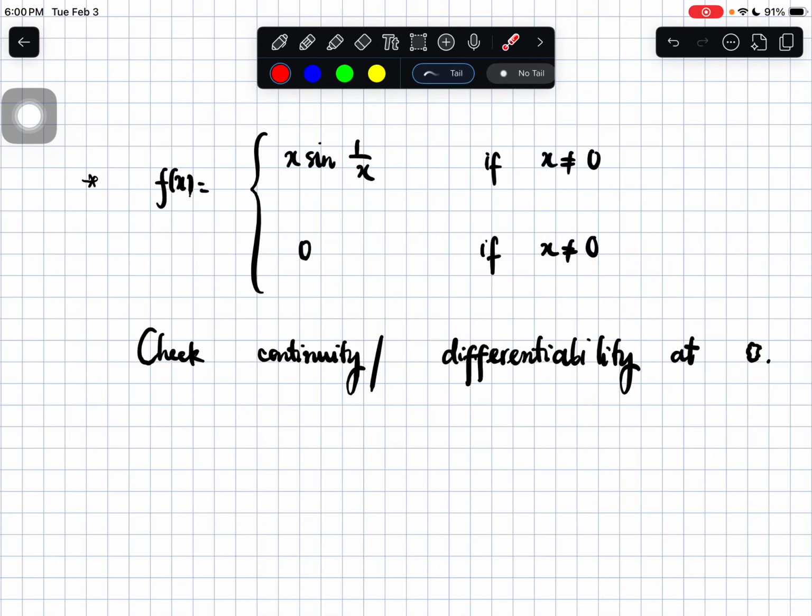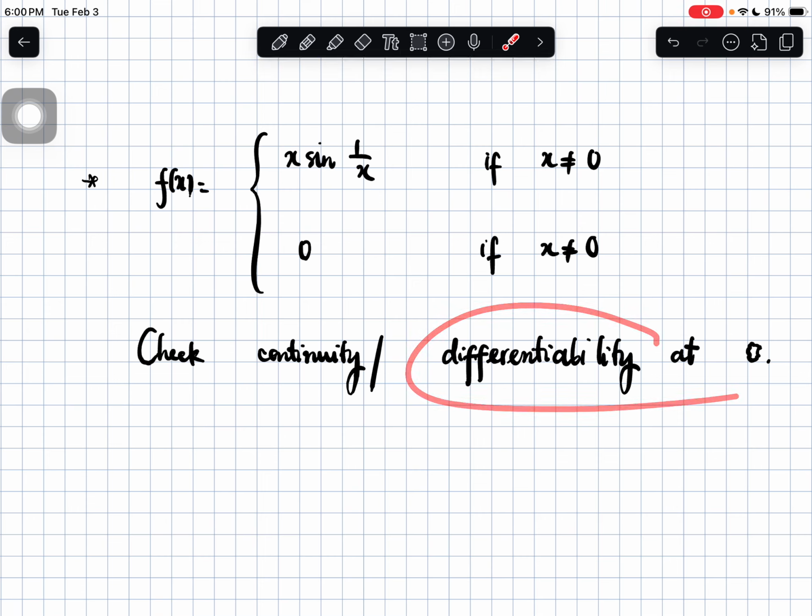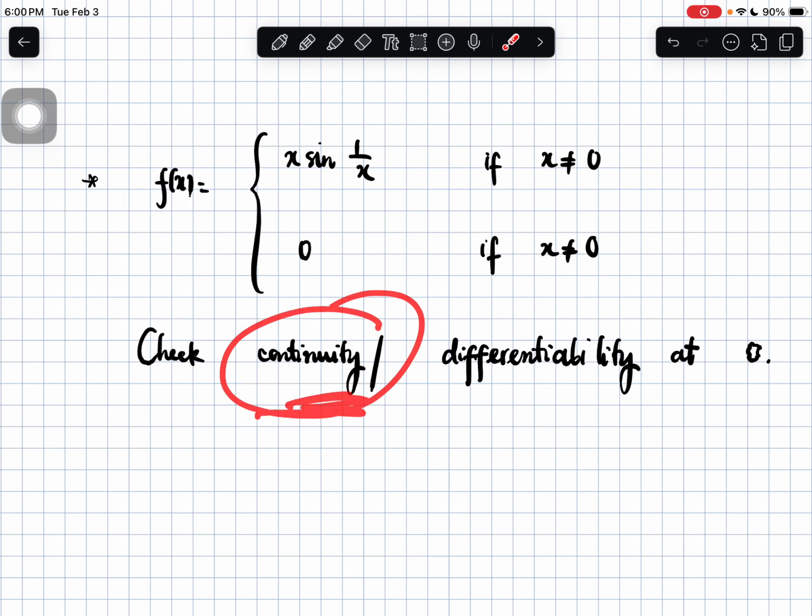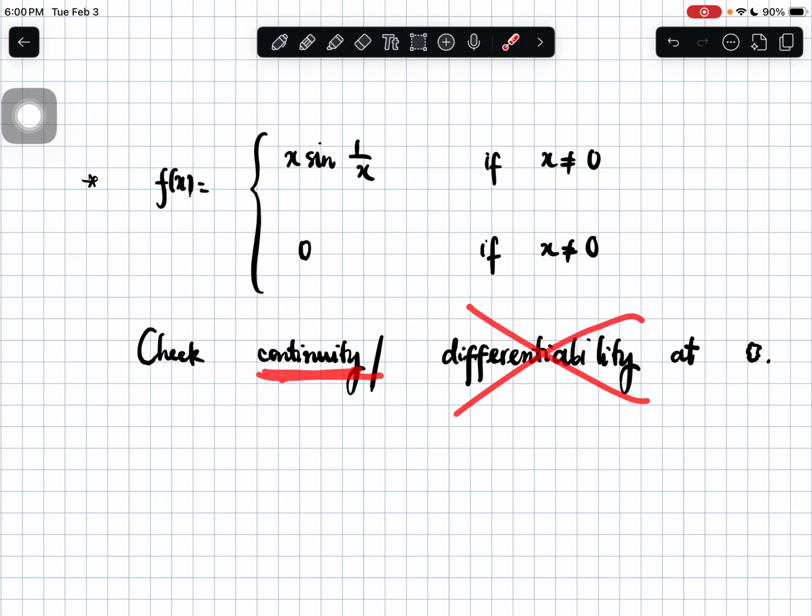We want to check whether this function is continuous and differentiable at x equal to 0 or not. We will just use the definition. Recall that if a function is differentiable, then it must be continuous, and if it is not continuous, then for sure it is not differentiable. So we check continuity first. If it's not continuous, we don't have to check the second one.